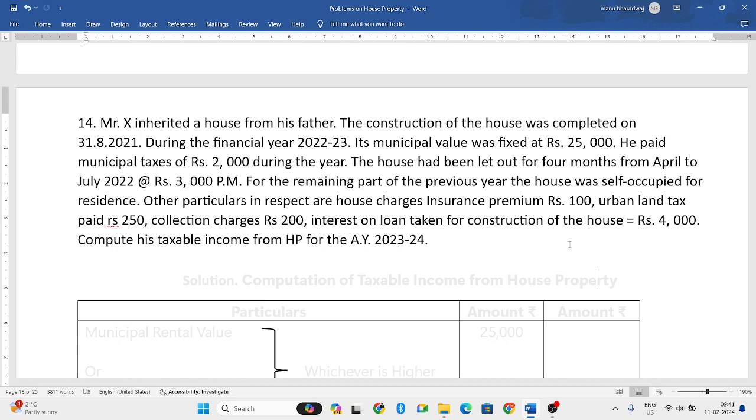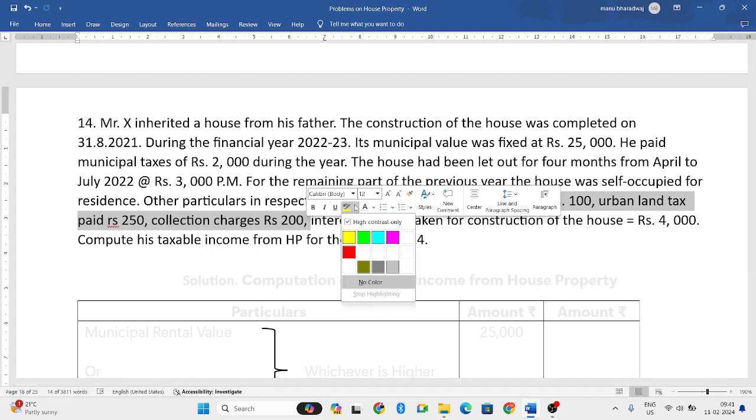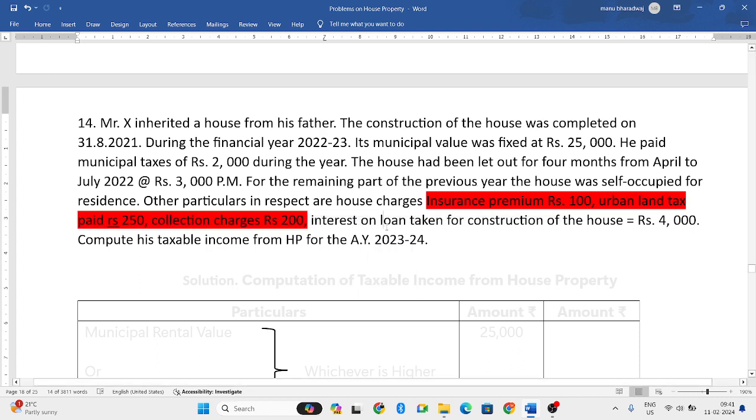Other particulars in respect of house charges: insurance premium 100, urban land tax, collection charges. So these three expenses also you have to ignore. To meet all these expenses only, they will give standard deduction. Since standard deduction is given, these expenses are not taken into account.